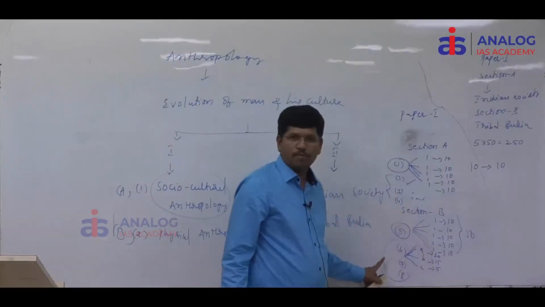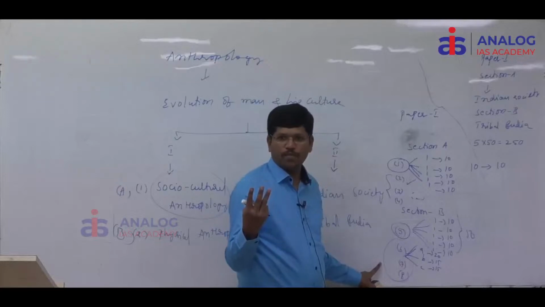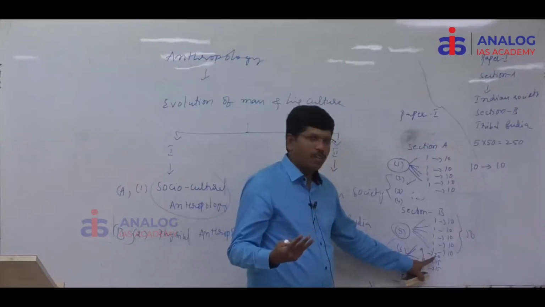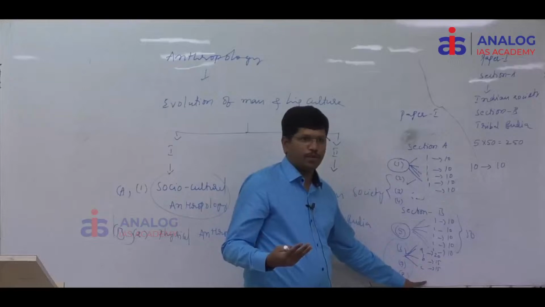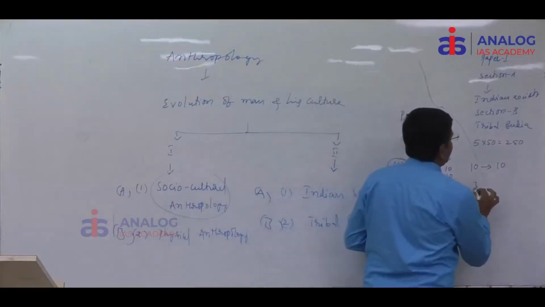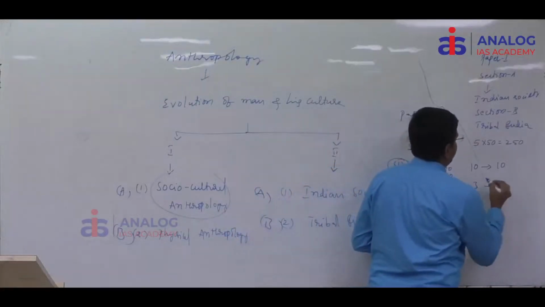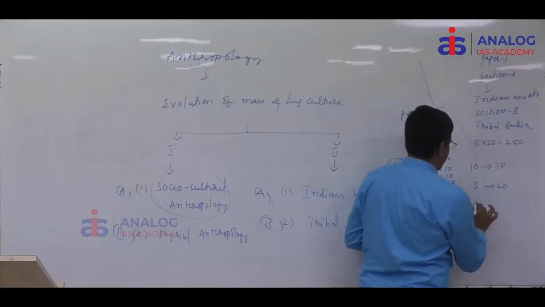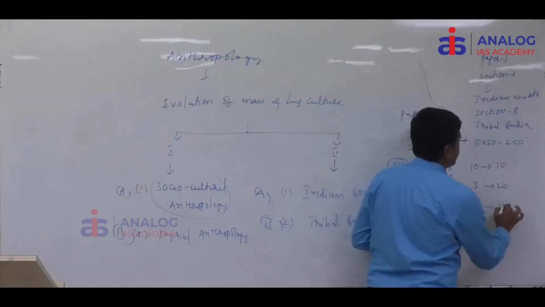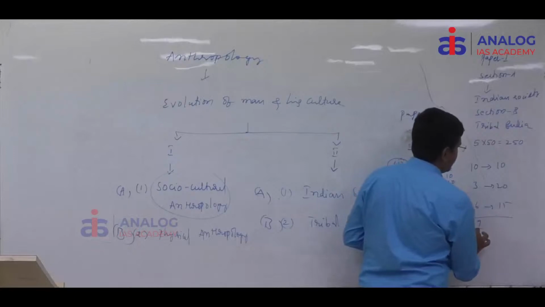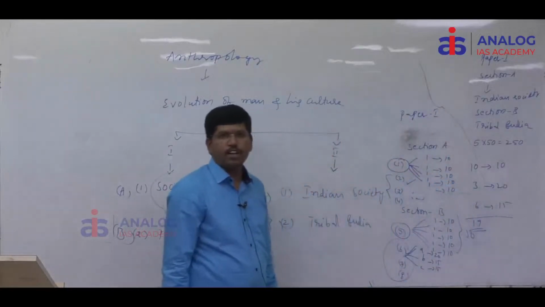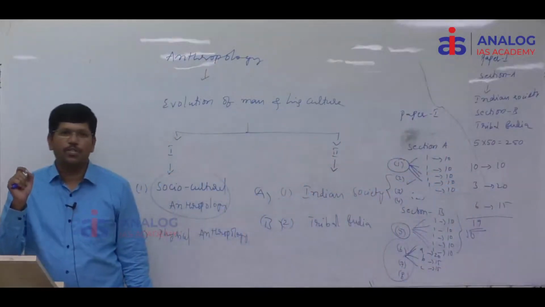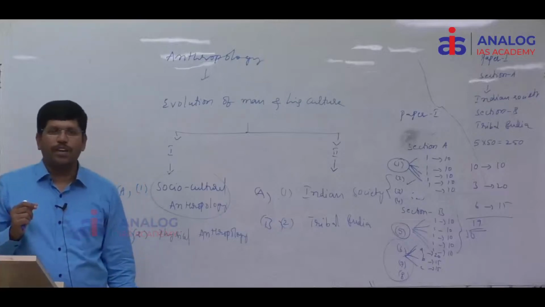How many non-compulsory questions you have to answer? 3. And in each question 1 20 marks question and 2 15 marks questions. That means you have to write 3 20 marks questions and 6 15 marks questions. Total how many questions are there? 19 questions. Ultimately, you have to write answers to 19 questions.